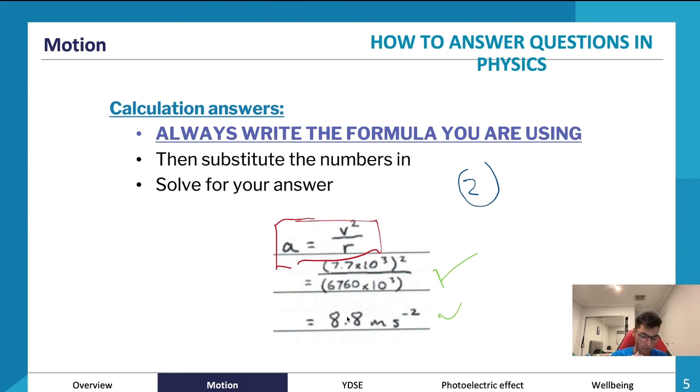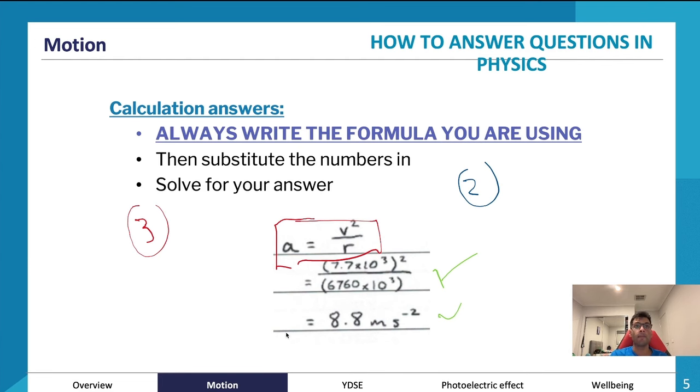Some of the harder 3 mark questions usually require, so if you ever see a question with 3 marks, that tells you that there's at least 2 or 3 steps. Usually it involves 2 steps of calculation, which are 2 marks, and 1 mark obviously for your final answer.